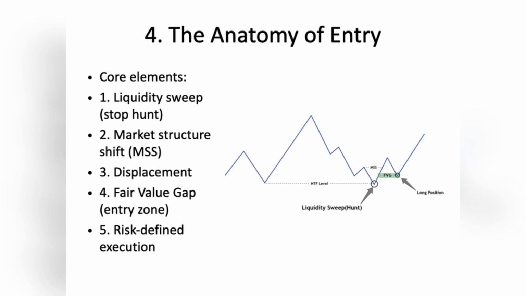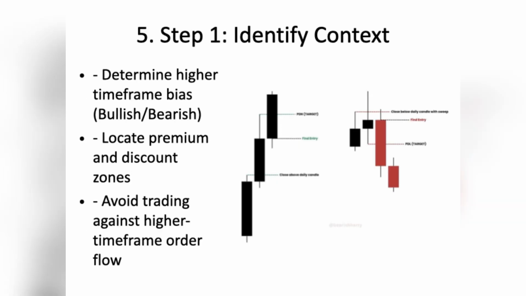You never just jump into a chart and start looking for a trade. The very first step is always to identify the higher timeframe context. Is the higher timeframe bullish or bearish? Are we in a premium or discount zone? You must avoid trading against the dominant order flow. This sets your overall bias. Once you have your bias, you wait for the market to make its move.